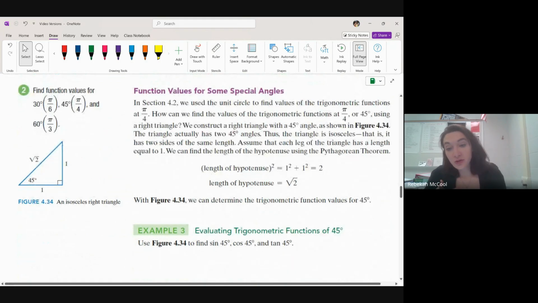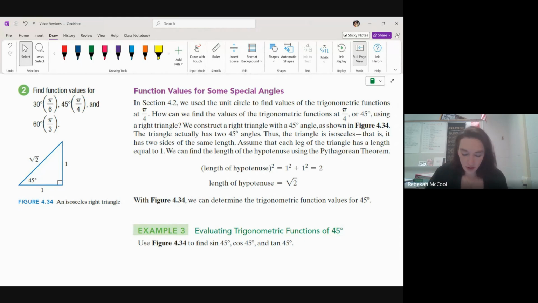So if you've seen the unit circle, you know that there's certain trig values that we have first. We've got some special angles that we're going to see, pi over 6, pi over 4, and pi over 3. So those are the special ones that we want to talk about and find how we can find those ones. So we used the unit circle before to find the trig values at specifically pi over 4. How can we do those using a right triangle?